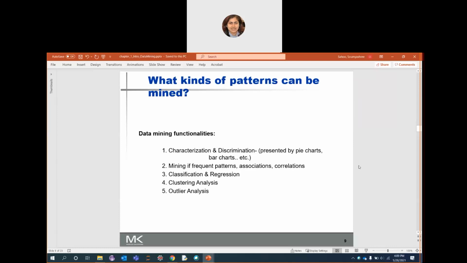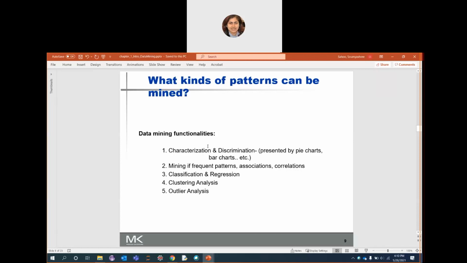Then comes what kinds of patterns can be mined. There are different functionalities in data mining, which are directly related to the meaningful patterns to be extracted from the data. And these are various concepts. We are going to see them in an elaborative way later in all other chapters. So let's just see a brief overview about all of them. First, characterization. Data characterization is a summarization of general characteristics, or you can say features, of a type of data.